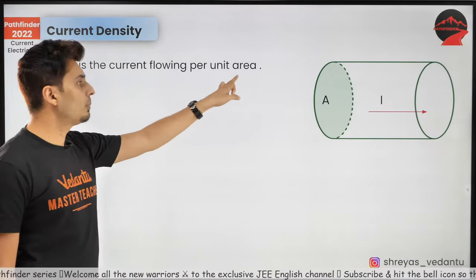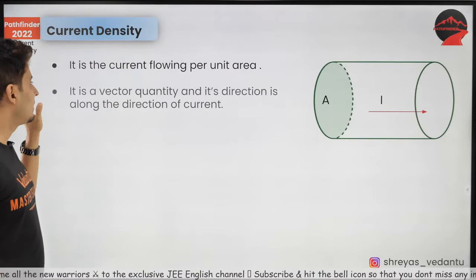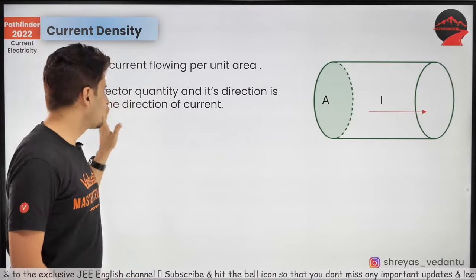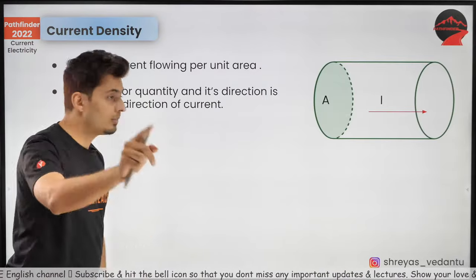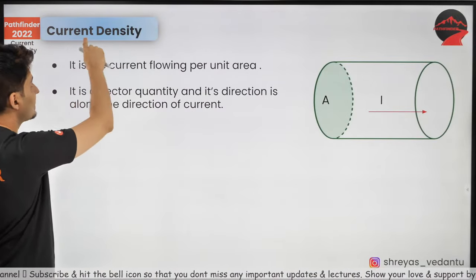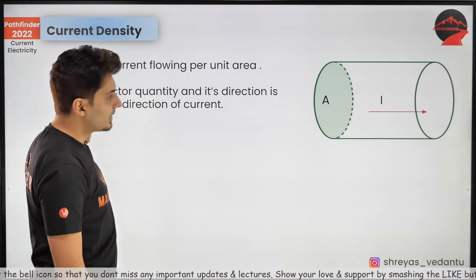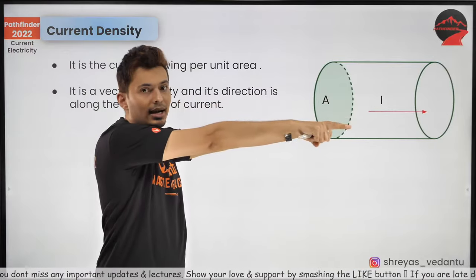It's the current flowing per unit area in the direction of the flow. And the unit is basically ampere per meter square. And this is a vector quantity. Remember that. The direction of this vector quantity is along the direction of the current. So if current is going there, current density is also going in that direction.